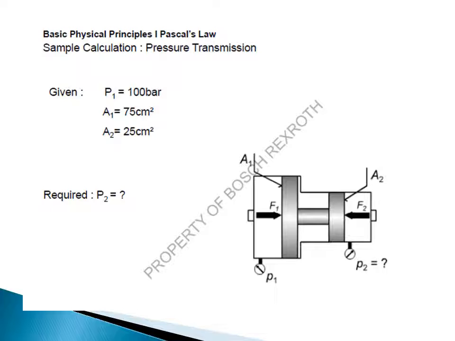Okay, this is a small mathematical equation which you can easily solve: if P1 equals 100 bar, A1 equals 75 centimeter square, A2 equals 25 centimeter square, now calculate P2. Now what is P2? Obviously P2 is greater than P1, right?